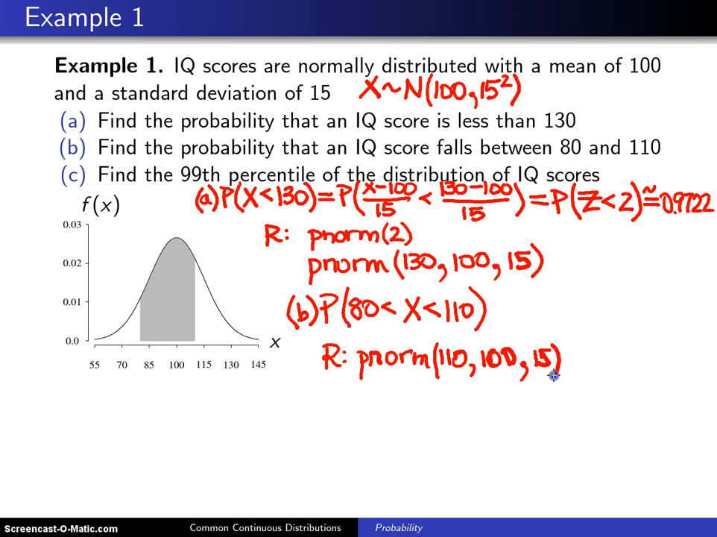So there is the probability that a normal IQ score is less than 110, but now we have to subtract out the probability that we are less than 80, pnorm of 80, and then you want to put those same parameters in. 100 for the mean, and then 15 for the standard deviation. When you do so, what you will get in this particular case, at least to 4 digits, is 0.6563.